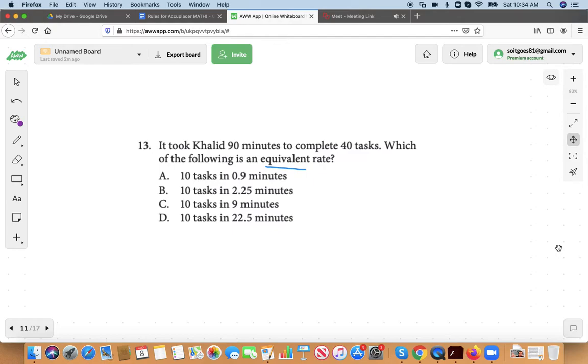Well, if he was doing one task per minute, then he could complete 40 tasks in 40 minutes, right? Or less than a minute. Well, if it's less, then he could do 40 tasks in like 20 minutes. If it was less than a minute per task. Does that make sense? Yeah. Here it's taking him 90 minutes to complete 40 tasks.